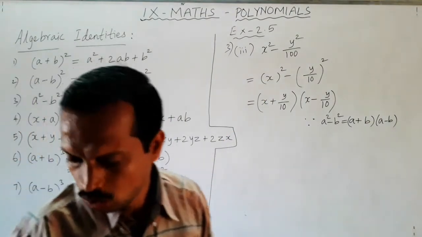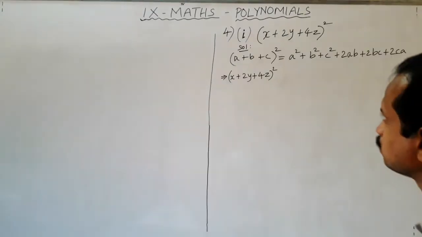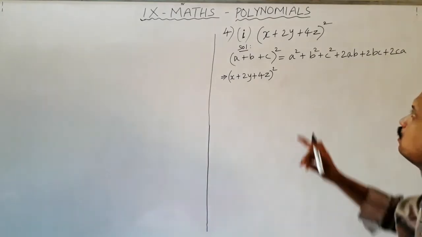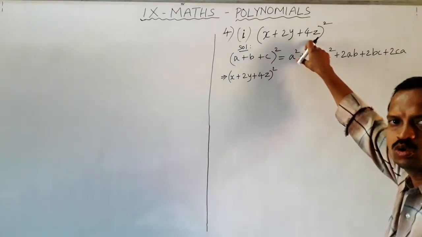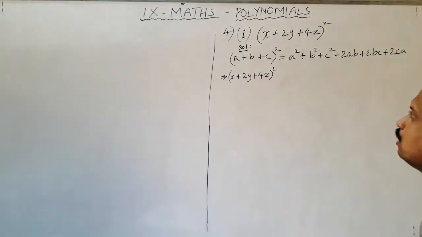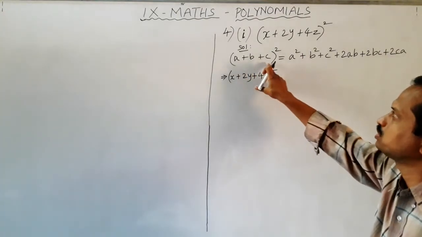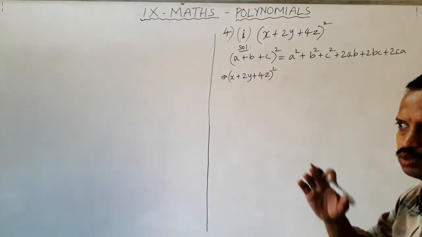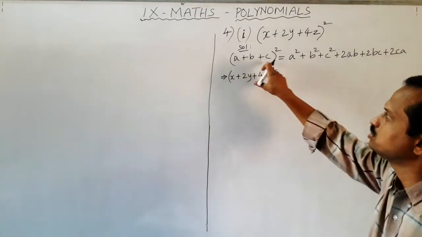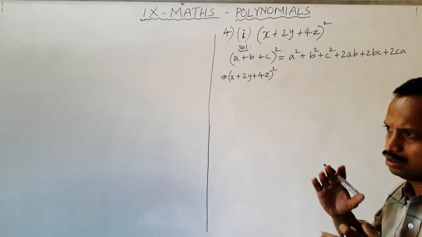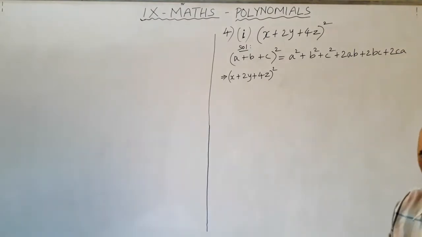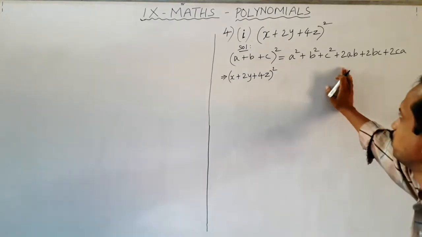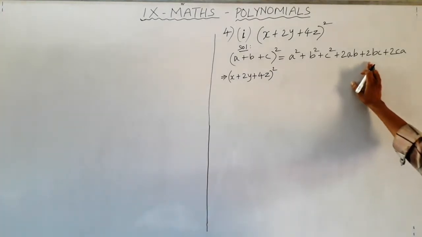So, now we move to the fourth one. Listen, children, question number 4. They are asking to expand (x plus 2y plus 4z) whole square using a suitable identity. Okay. So, this is of the form (a plus b plus c) whole square. If the variables in the question are x, y, z, then we can take the identity as a, b, c. We have to change it to avoid confusion, that's all. So, (a plus b plus c) whole square is nothing but a square plus b square plus c square plus 2ab plus 2bc plus 2ca.